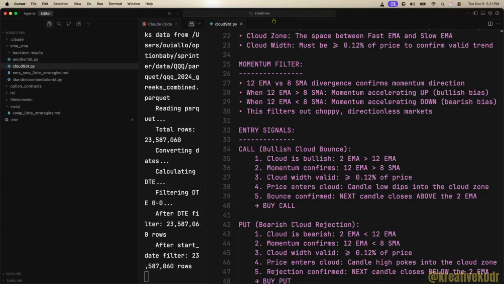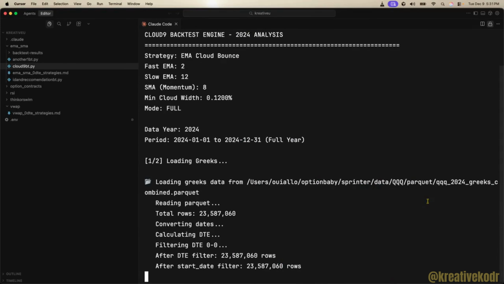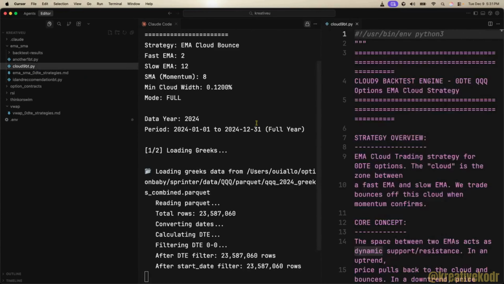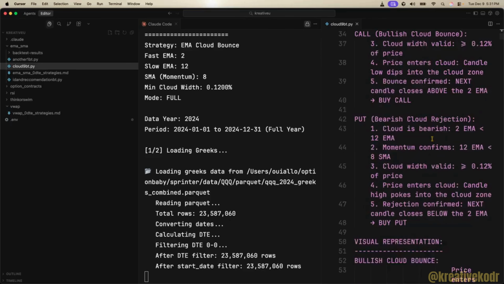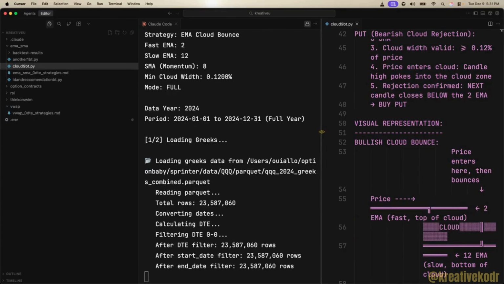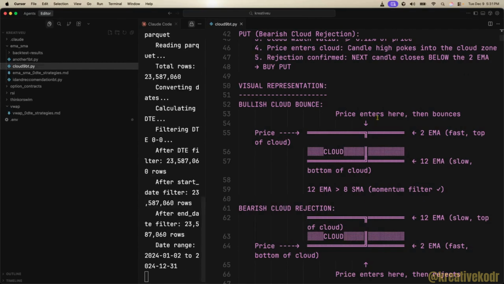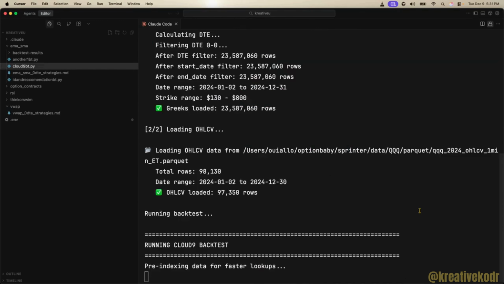We enter once the cloud, okay, maybe I can stop. Okay, it's almost there, right? So you're seeing how we enter on both the calls and the puts, right? It's here, and here's a visual representation of it. The price, okay, I can stop talking. The back test is running.